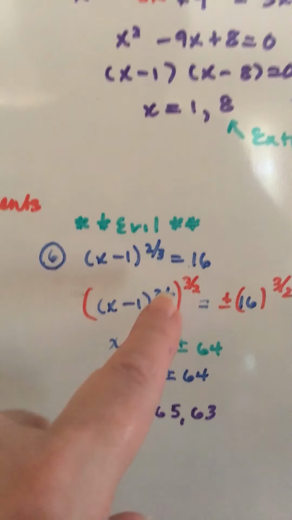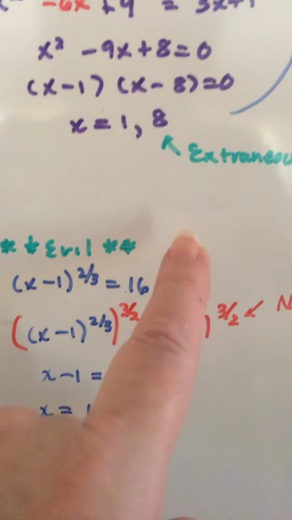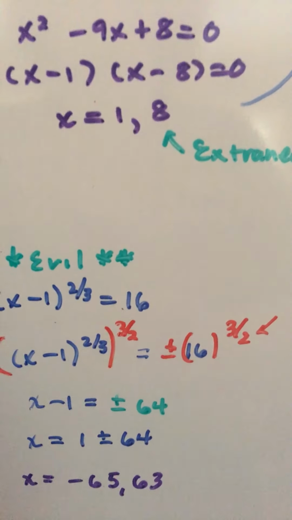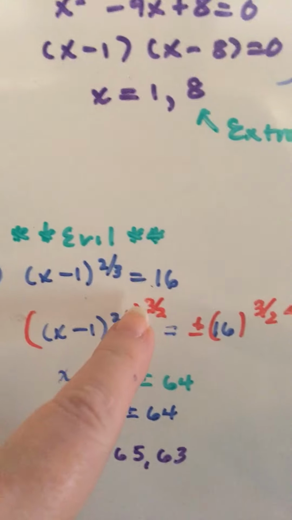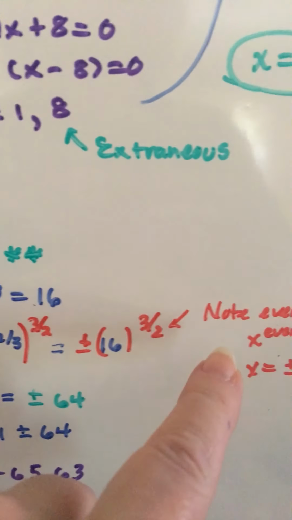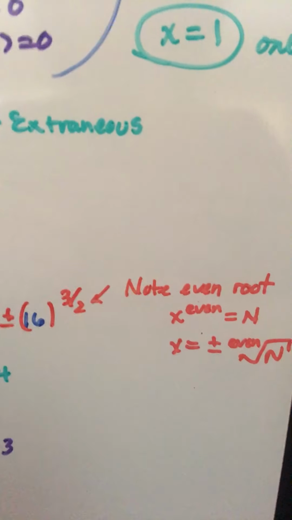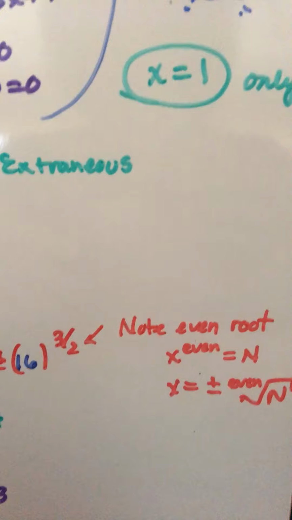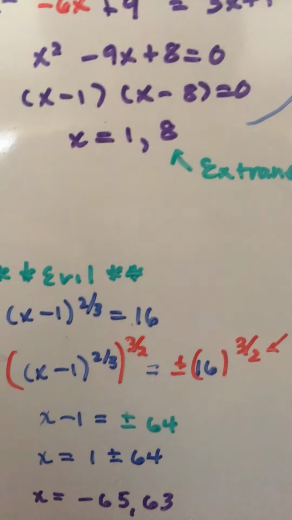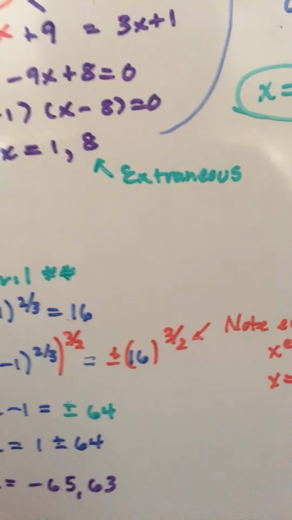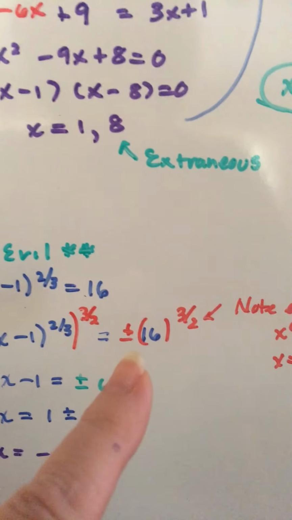You come here, you blindly just use 3/2, and most people just say 16 to the 3/2. But au contraire, Pierre, you cannot do that. Because notice this little 2 down there really tells me I'm taking a square root. And when you take the square root of an even quantity and you're solving an equation, notice this is a variable, not a number. You need plus or minus. So notice that's why it makes it most evil.